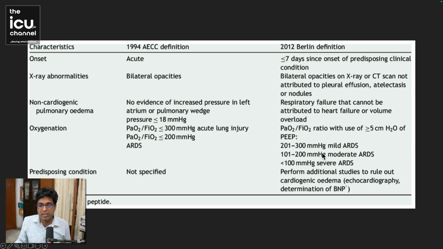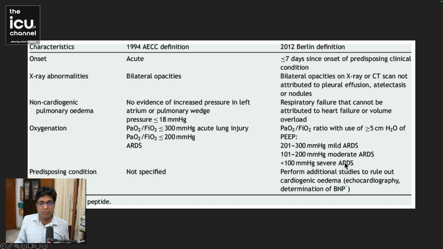If the PaO2/FiO2 ratio is less than 300, it was ARDS. So between 201 to 300, it was mild. If it was between 101 to 200, it was moderate. If it is less than 100, severe ARDS.